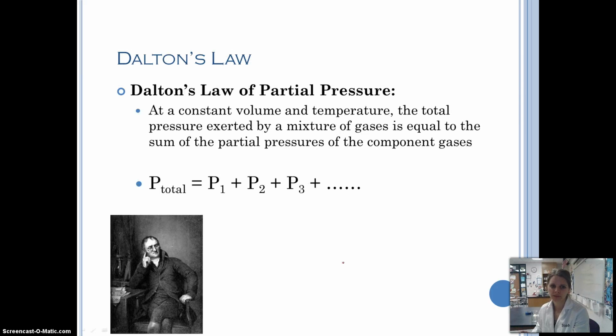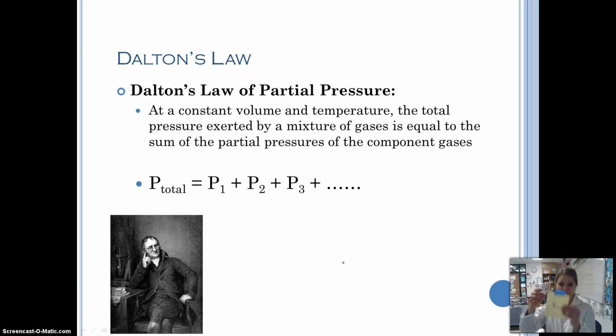So Dalton was able to do some fancy math with this. You can see all the words that he's using. At a constant volume and temperature, the total pressure exerted by a mixture of gases is equal to the sum of partial pressures of the component gases. That's just a lot of words. All those words in math form is what the equation is. So really the words are saying the exact same thing as the math. Whichever one makes more sense to you is what you should write down. Let me tell you what this actually means.